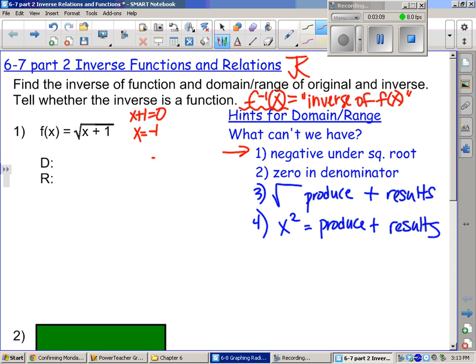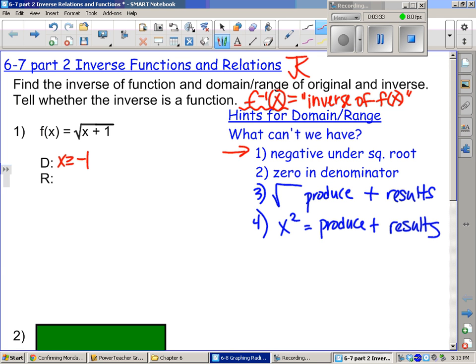If you think about plugging in negative 2, uh-oh, that would be the square root of negative 1. We're not going to be able to do that. So negative 1 is definitely the cutoff point. We cannot have numbers smaller than it. That means that we can have numbers that are bigger than that. If you put a 3 in there, you'll get the square root of 4, which is a number, which is an answer. That's great. So the domain is to the right of negative 1.